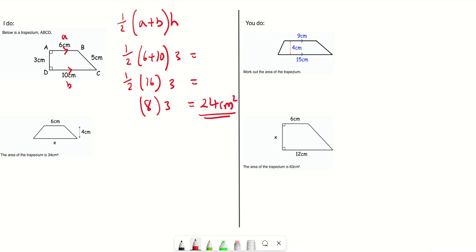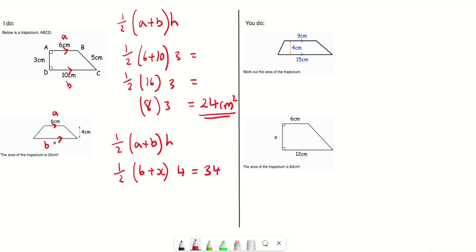For the second one, we are given the area and we have to find the missing side. So if we refer back to the formula, okay, we know that these are the parallel sides. So this can be A and this can be B. Therefore, we get a half lots of 6 plus x times by the height, and that gives us an answer of 34. Now we need to rearrange this to find x.